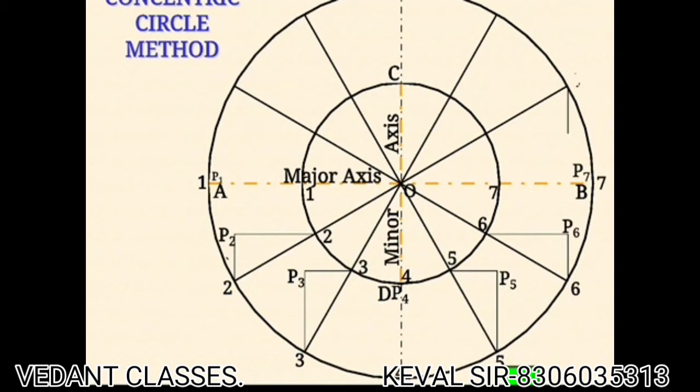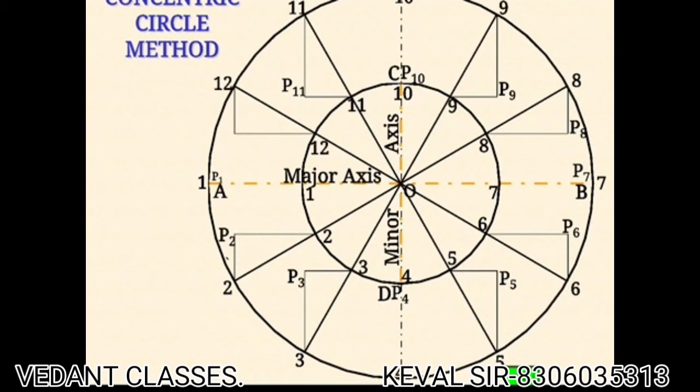Like this, you will get all the required points from P1, P2, P3, P4, P5, then P7, up to P12, because we divided the circle into 12 equal parts. So you get all the 12 points like this. Now just join all the points and you will get your required ellipse.